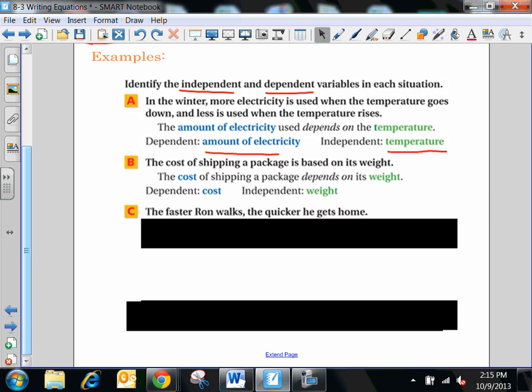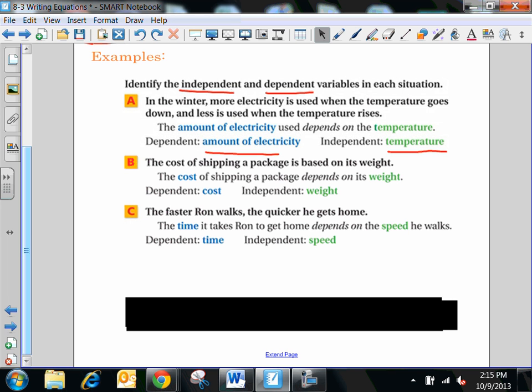The third one is probably the hardest one, and it says the faster Ron walks, the quicker that he gets home. The faster that he walks, the quicker that he gets home. So basically his time in getting home is dependent upon the speed that he walks. Okay, the time is dependent upon the speed. Okay, so the time is the dependent and the speed is the independent.